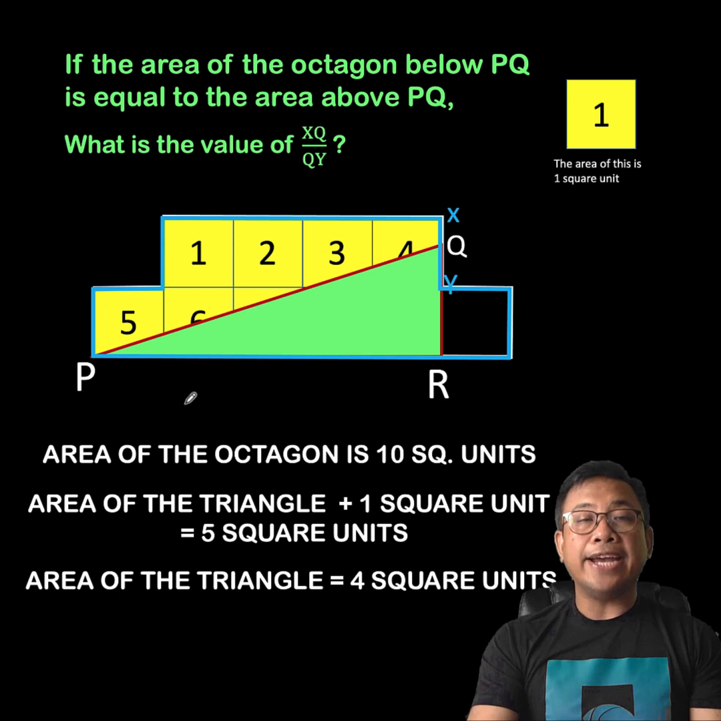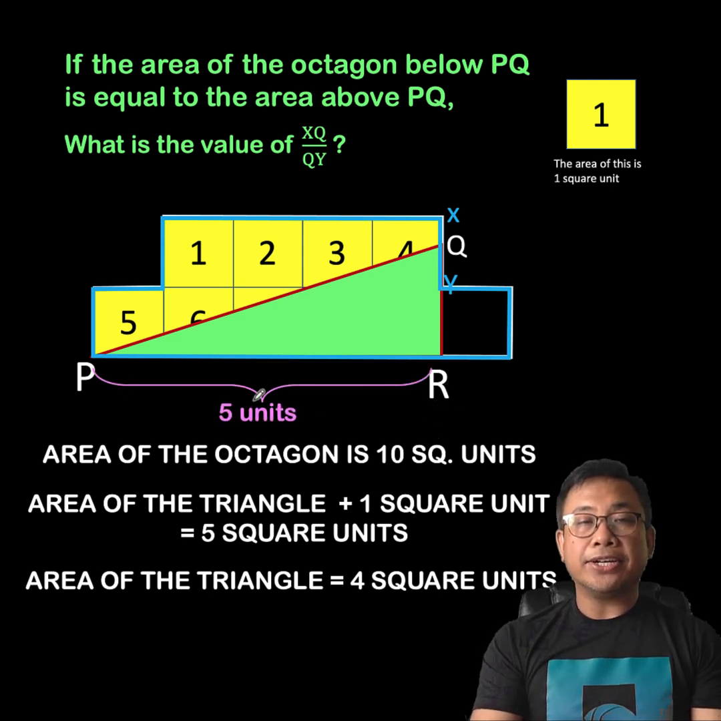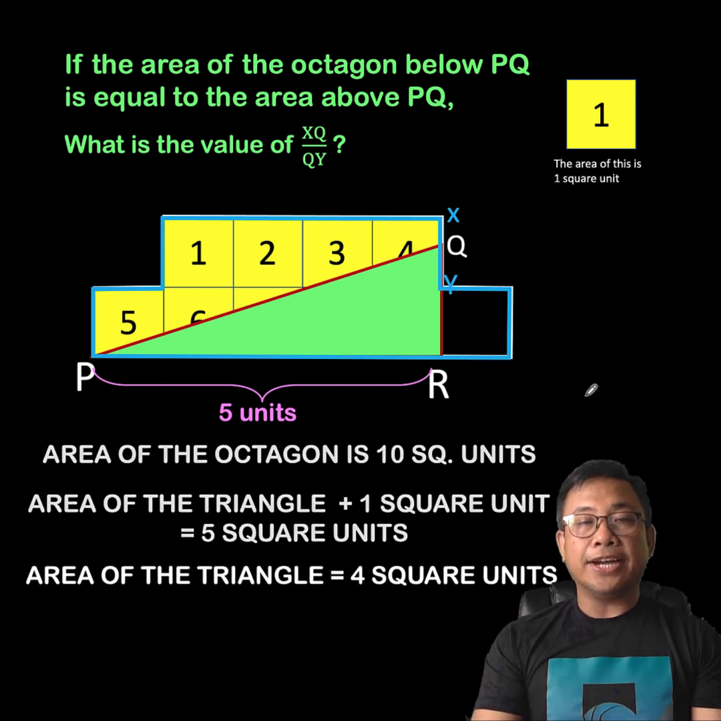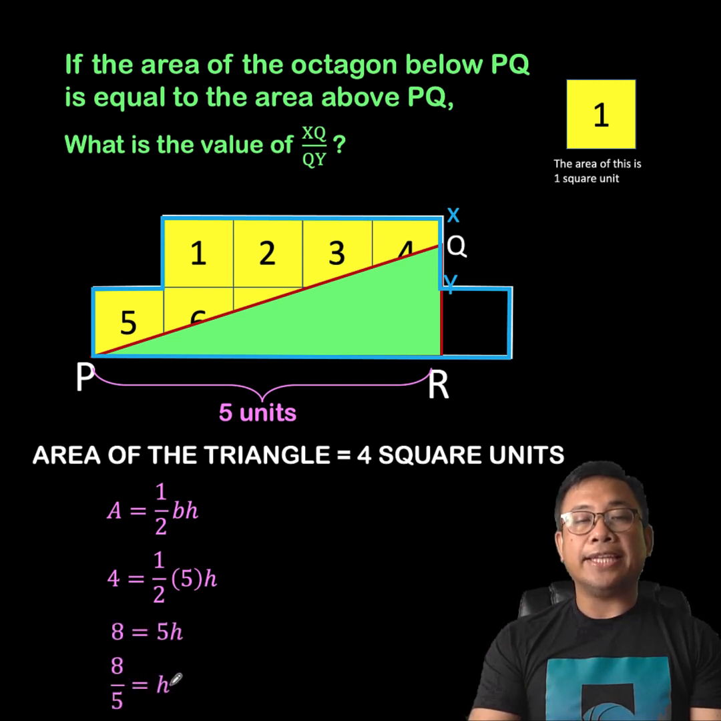Now let's recall that the area of a triangle is 1/2 base times height, but we can find the base here. The length of PR must be equal to 5 units because the base here is composed of 1, 2, 3, 4, 5 squares, with each square having a side length of 1 unit. So using now the formula for the area of a triangle, and knowing that area is equal to 4 and base is equal to 5, then we can also solve for the height QR, which is now equal to 8/5.